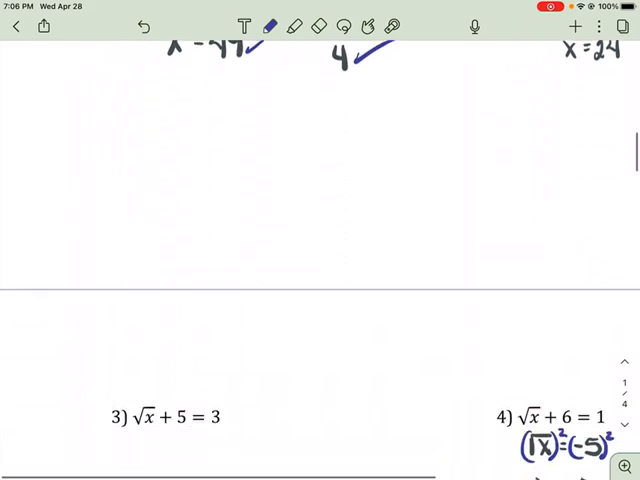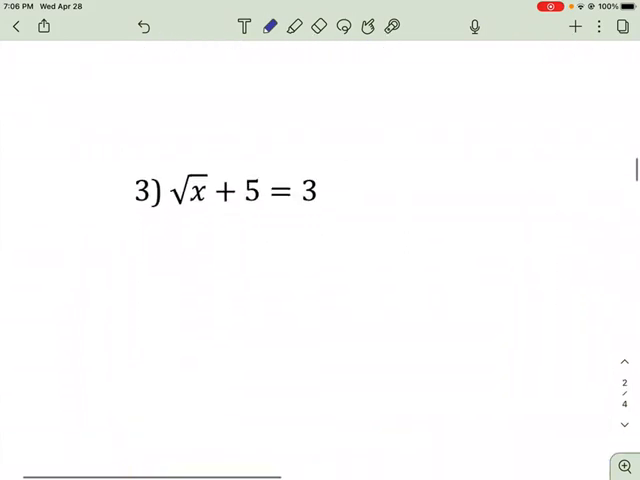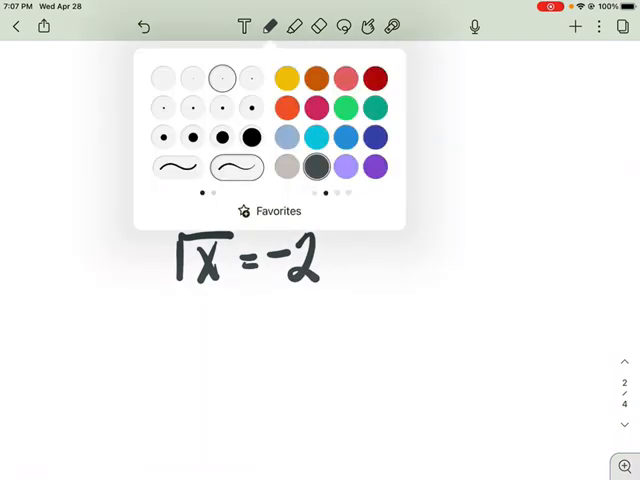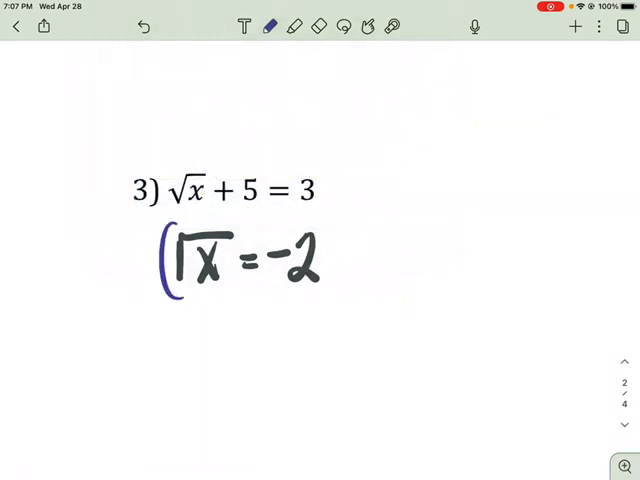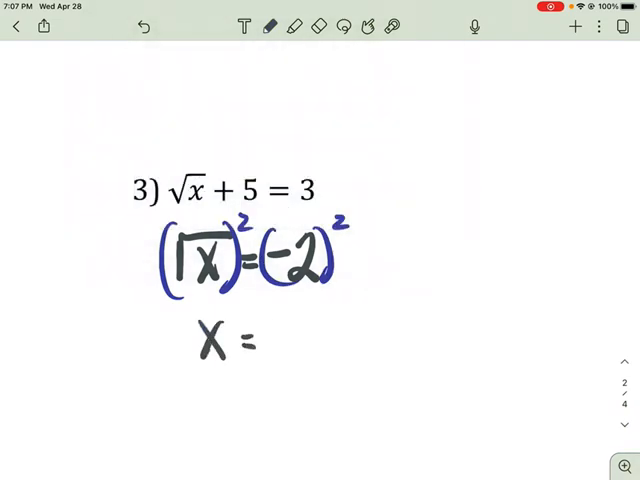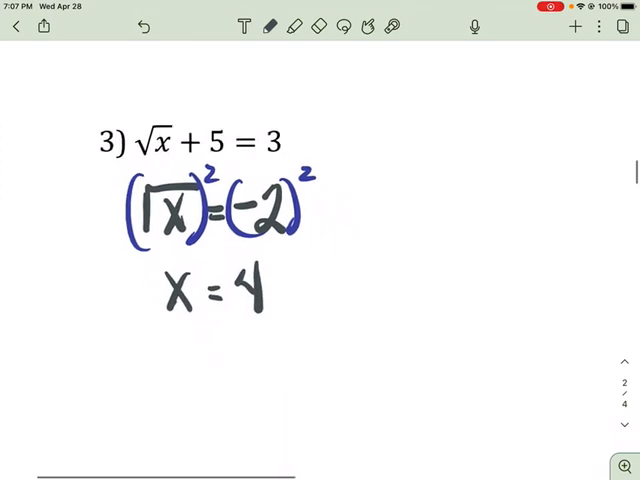All right, let's try this one. Okay, so we have the square root of x plus 5 is equal to 3. So the first thing I'm going to do is subtract the 5. So we get negative 2. Then we're going to square both sides to get rid of the radical. So we get x is equal to 4, right? Negative 2 squared is 4.